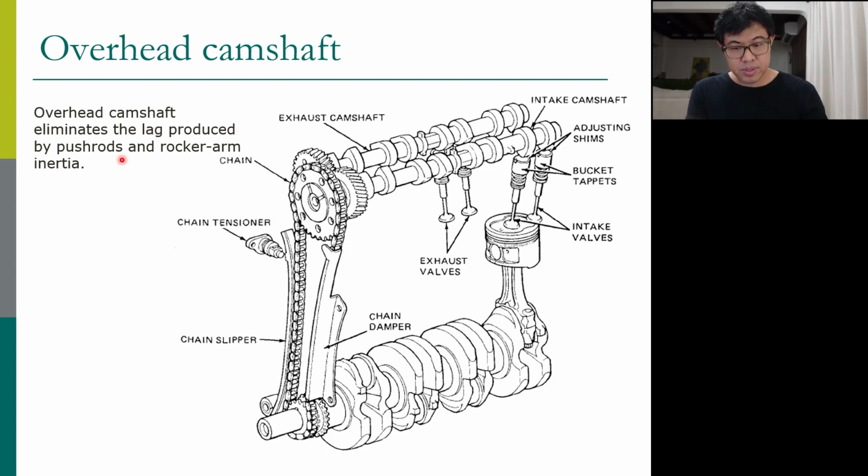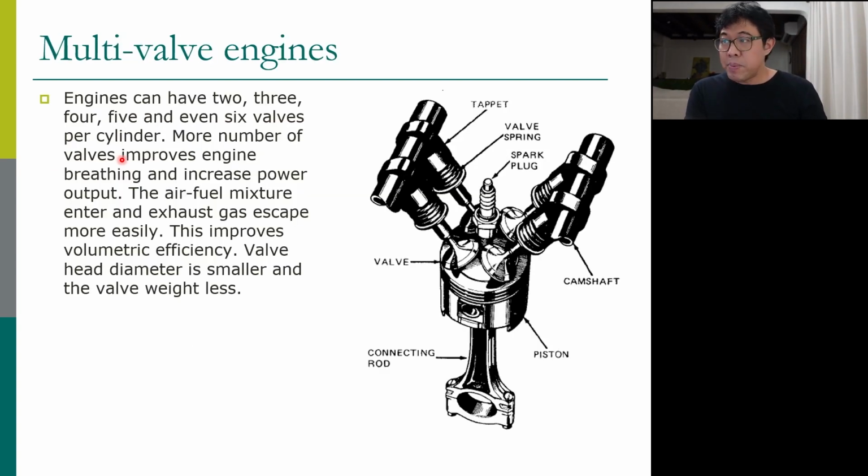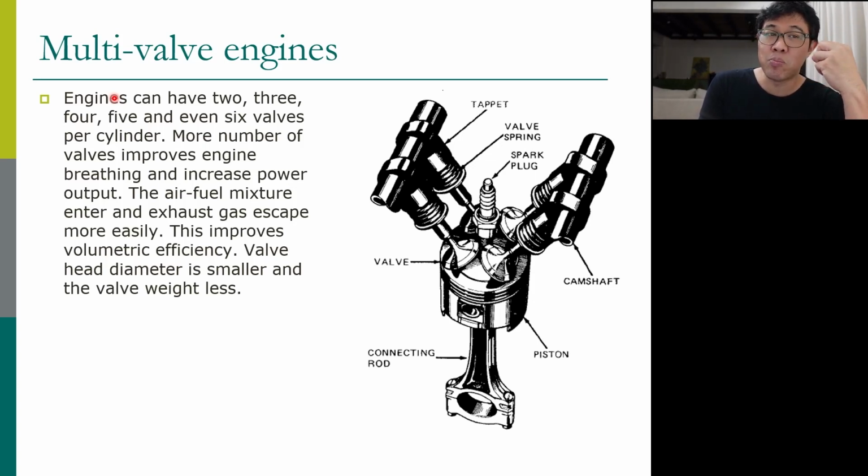Now the minimum is one intake valve and one exhaust valve per cylinder. However, for new engines, they don't put only one intake and one exhaust. Normally they put more than one: two intake and two exhaust, or two intake and one exhaust. When you put in more valves, we call this type of engine multi-valve.